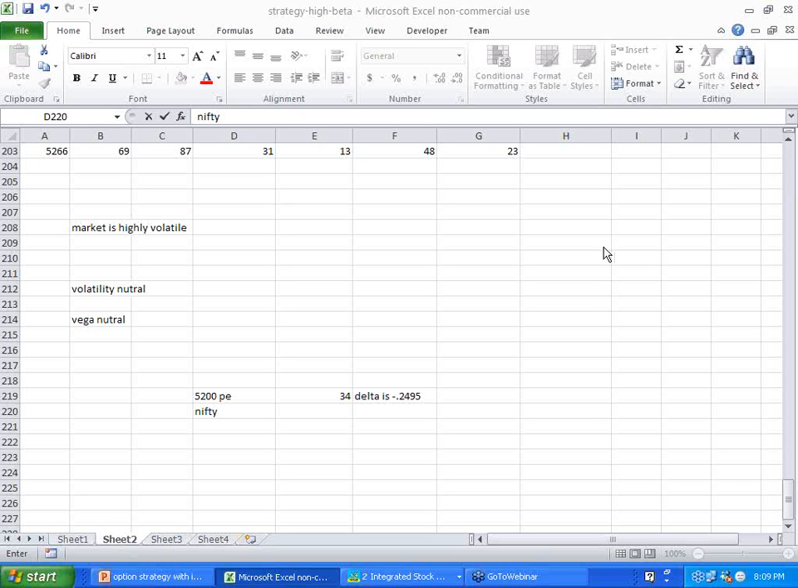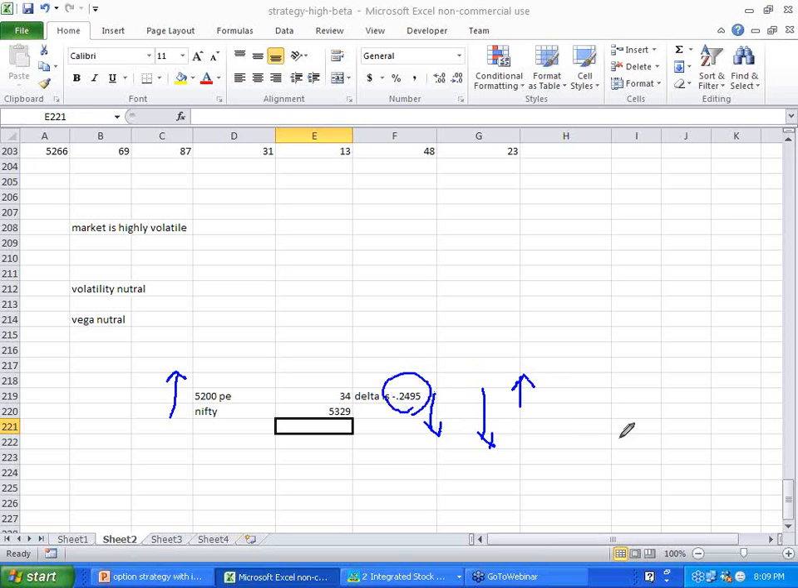Delta is 0.2495. What does it mean? Nifty is at 5329 now. This is a put option. If Nifty goes up, the put option will decay. So Nifty going up means this put option value will fall. Nifty falling means the put option value will go up. This is the nature of the put option that all of you know. It has a delta of 0.2495.